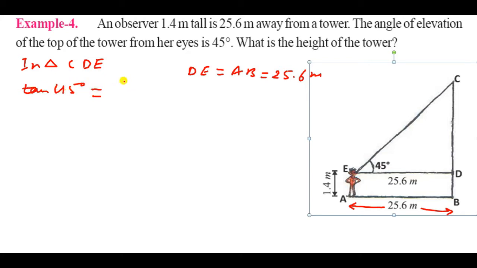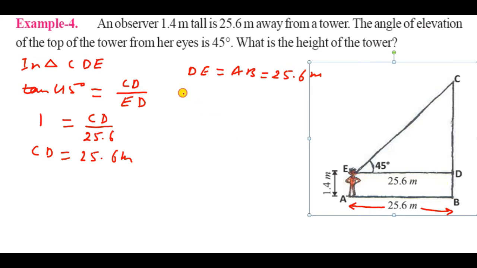So what will happen? Tan 45, that is 1, and CD we don't know, and we know ED. ED is 25.6. So CD is equal to 25.6 meter. Now consider the point DB. So DB is equal to AE, which is the observer's height. So DB is equal to 1.4 meter.